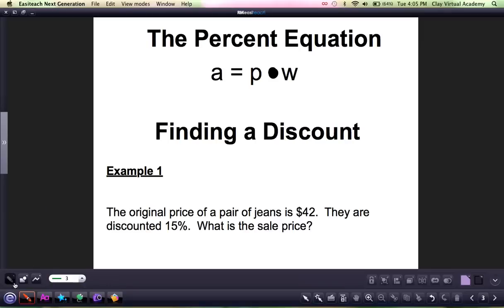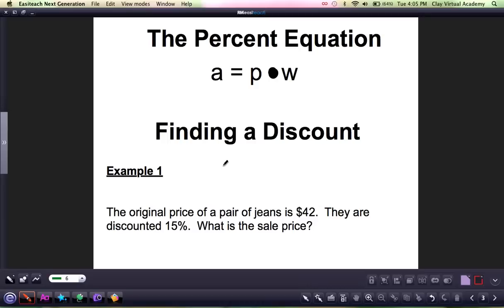All right, so when we're finding a discount, I'm going to give you the example: the original price of a pair of jeans is $42. They are discounted 15%. What is the sale price? Well, when we look at this, we know that it's going to be 42 minus that 15%. But first we need to find what 15% is.